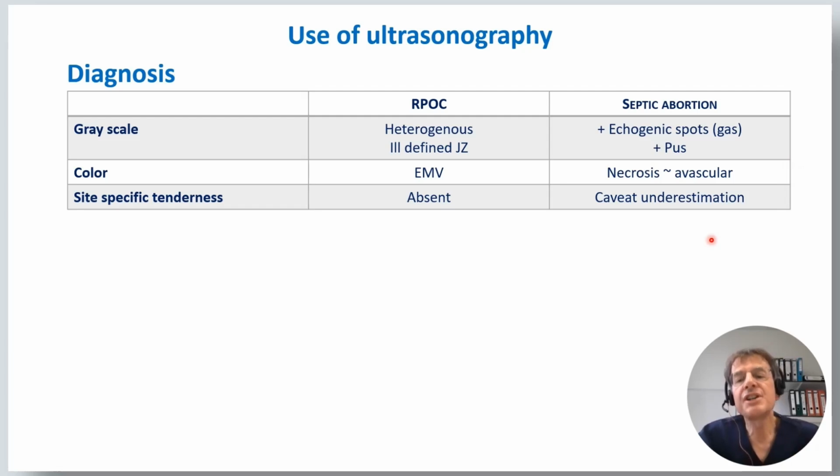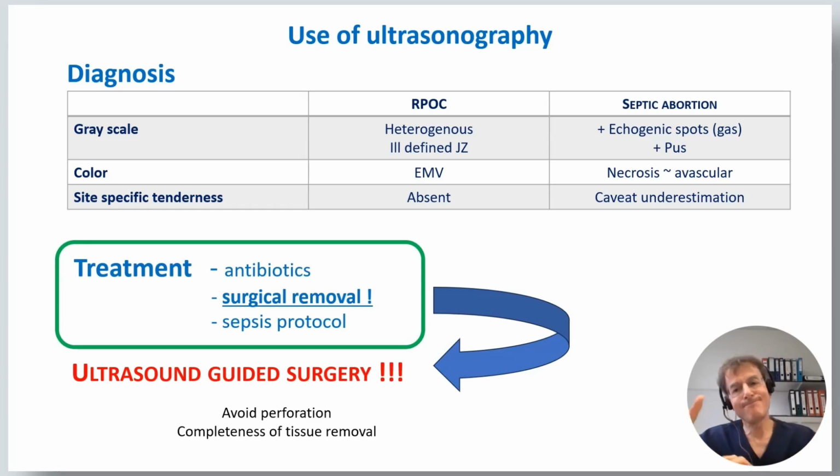And also when you do a vaginal ultrasound, even if there is no site-specific tenderness on the uterus, beware of underestimation, because the patient may be so sick that she does not react anymore when you try to see if there is pressure-related tenderness. And the treatment is antibiotics, urgent surgical removal, and if you do the surgical removal, please do it under ultrasound guidance to avoid perforation and to improve the completeness of the tissue removal. That's key in septic abortion.